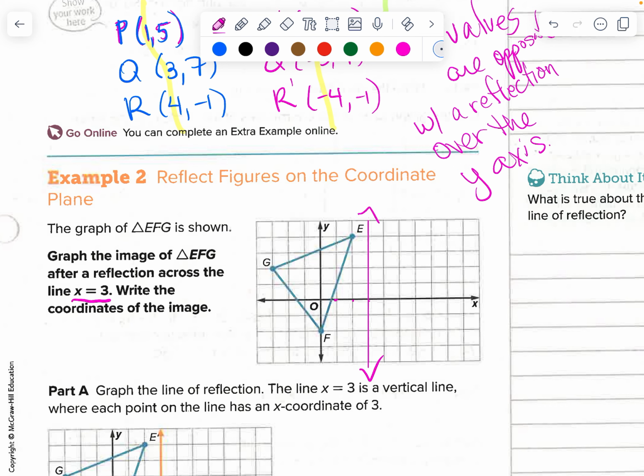Okay. So now we're going to do the exact same thing. E is 1 away. So I do E prime here. G is going to be 1, 2, 3, 4, 5, 6 away. So that's G prime. F is 1, 2, 3, so 1, 2, 3. So F prime is here. And there we have it.